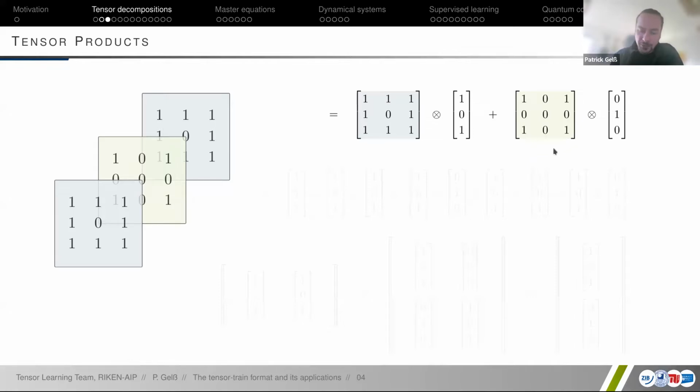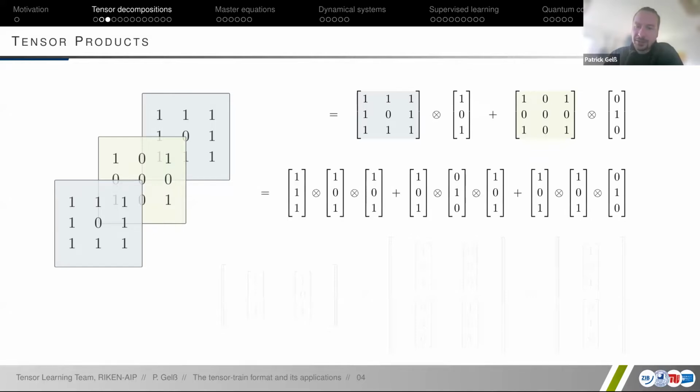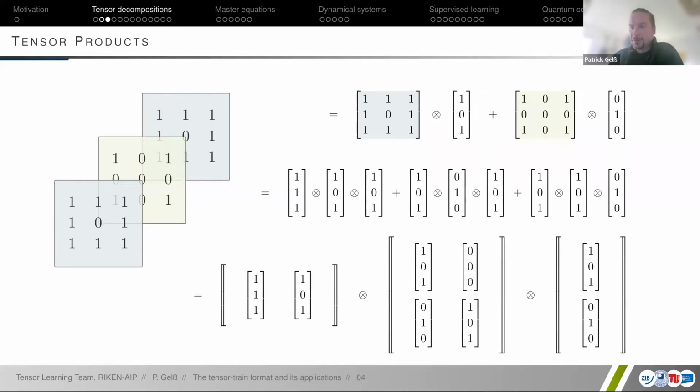If we now decompose these 2 matrices even further, we get our canonical decomposition of this tensor. So we have now a sum of 3 rank 1 tensor products, which, if we would contract these vectors and add them, we would exactly get back our initial tensor here. So what we mainly focus on is some notation like this. So this is a core notation of the tensor train format.